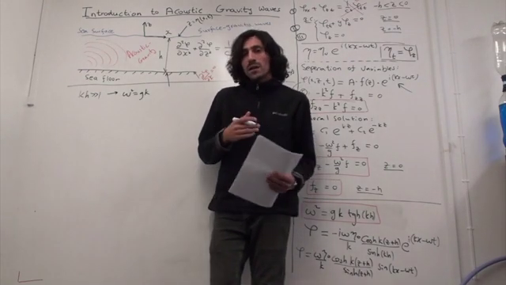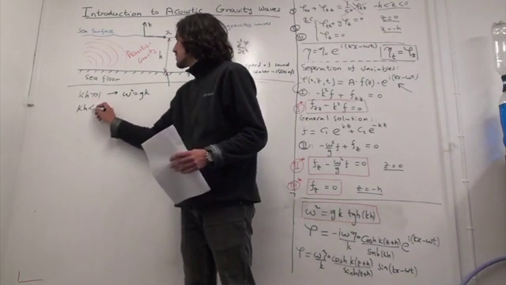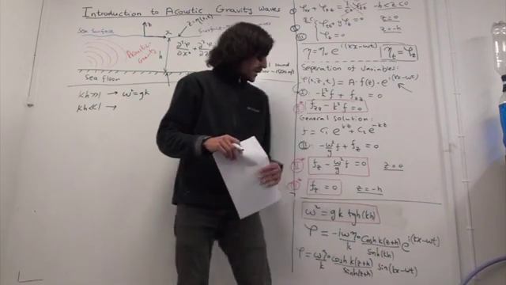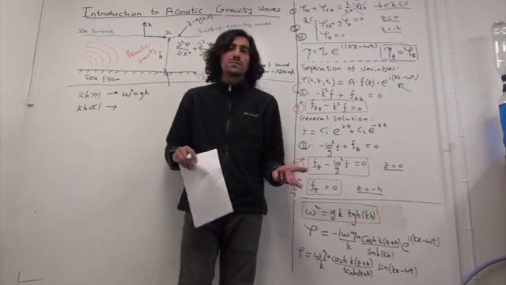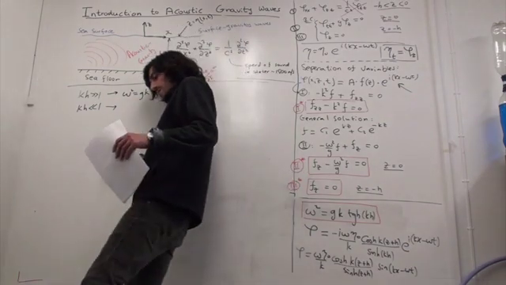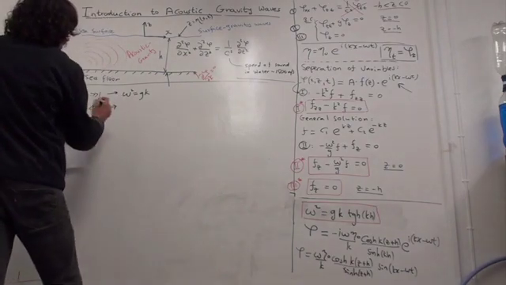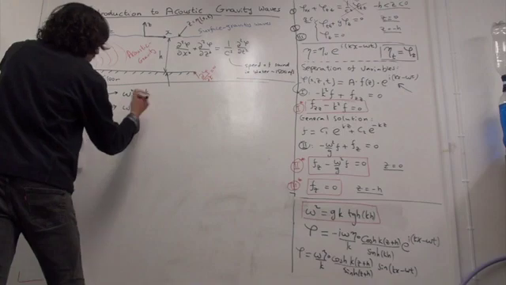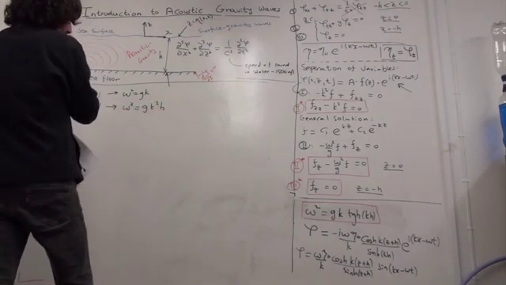But if you take the other limit for shallow waters, so if kh is much smaller than 1, then the hyperbolic tangent here would tend to kh. So if I write it here, omega squared would be gk times kh, so gk squared times h.